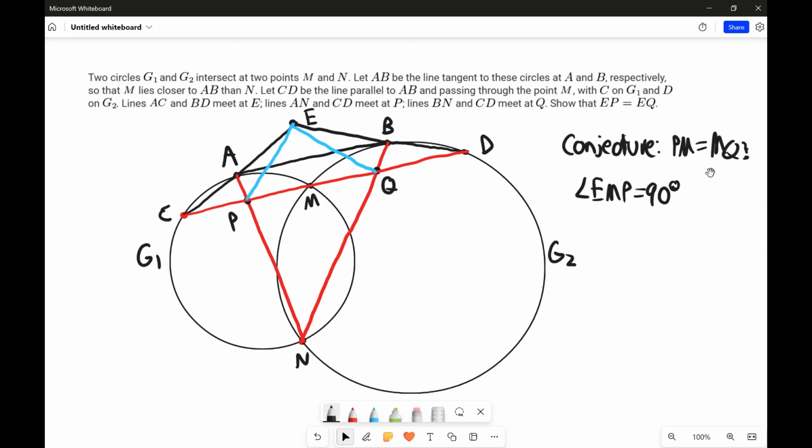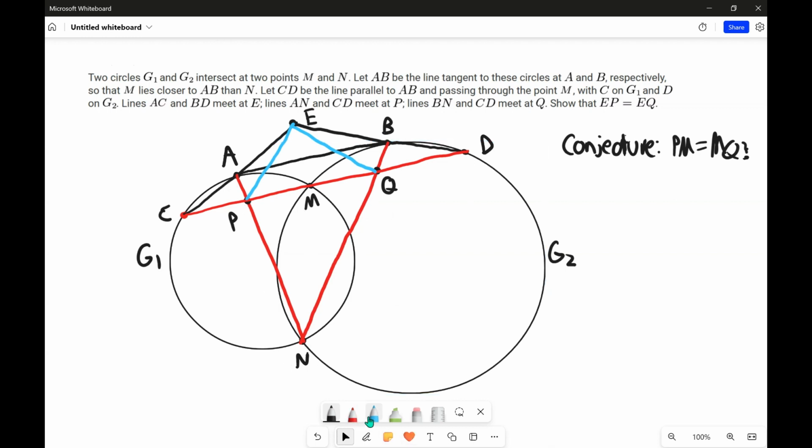So let's go ahead and focus on proving that PM is equal to MQ first. Let's ignore that real quick. So how do we go about proving that PM is equal to MQ? Well, suppose that M were the midpoint of PQ. Since PQ is parallel to AB and AP and BQ intersect at a point N, there's a homothety centered at N mapping P to A and Q to B.